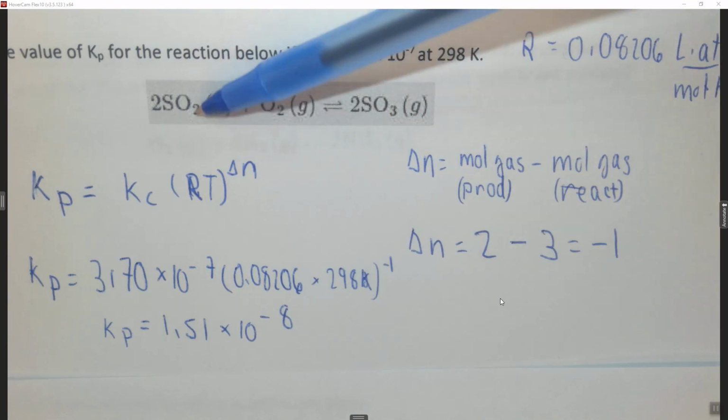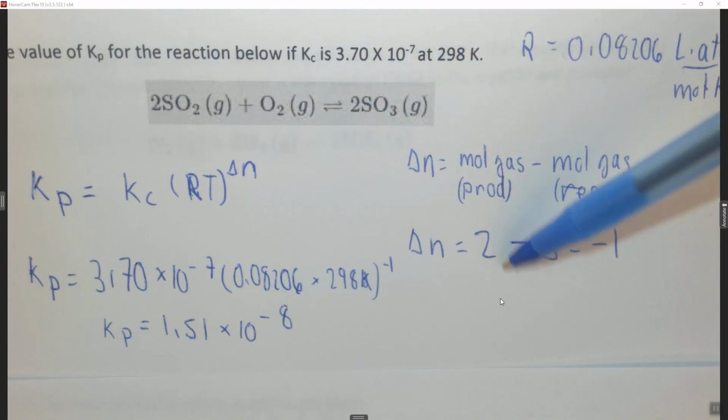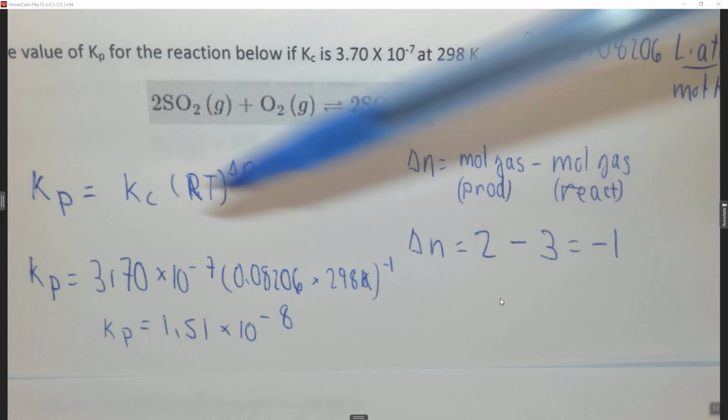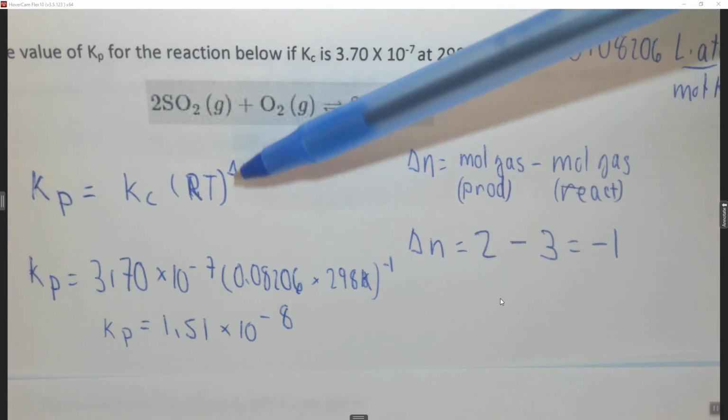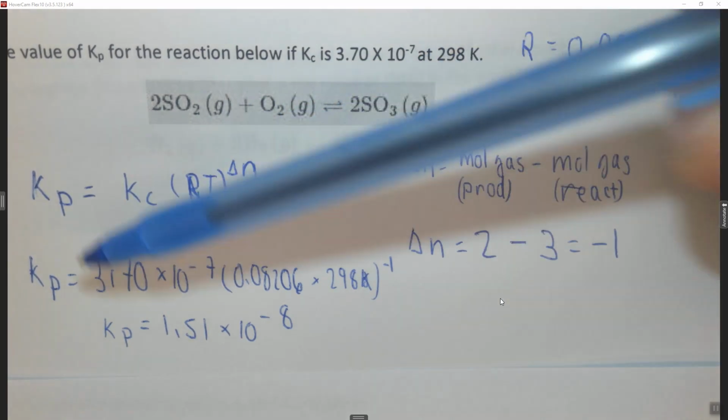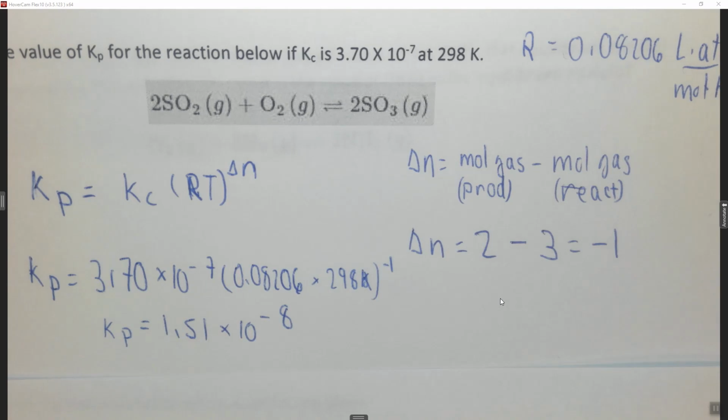Note that if the moles of gas is the same on both sides, then Kp and Kc will be equal, because if delta N is 0, you raise something to the 0, it'll become 1, and Kp equals Kc, and we'll talk about that a bit more in the next question.